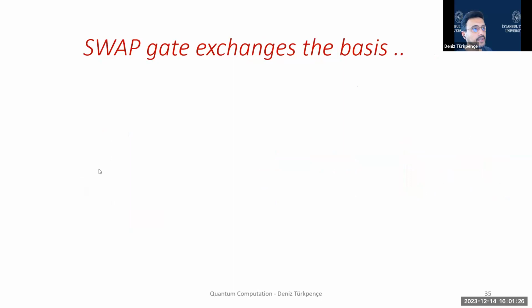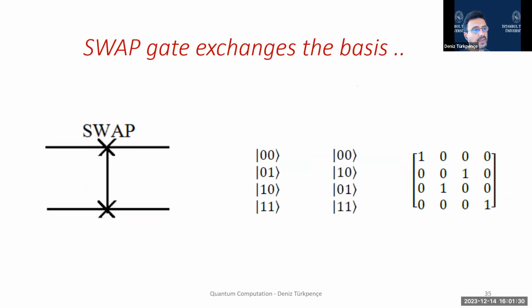Another 2-qubit gate, important 2-qubit gate, is swap gate. So it just exchanges the bases. Swap gate operation just swaps the qubit states. If you have 0, 0, of course, they are the same. There will be nothing. If you have a 0, 1 initial state, it swaps with 1, 0. If you have 1, 0, it swaps with 0, 1. If you have 1, 1, of course, they are the same. So this is the matrix representation. And I need these kind of swap gates very much because of lots of reasons.